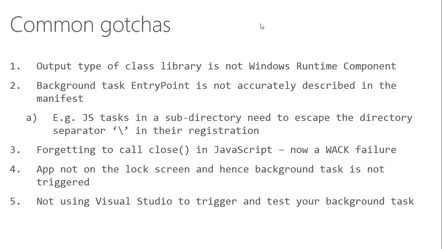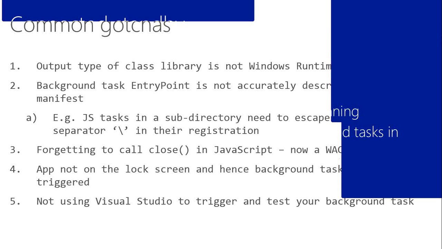Apart from that, there are all the other common gotchas which I mentioned, like the output type of the class library not being Windows Runtime Component. You have to set the output type of the class library, and if it's not Windows Runtime Component, then you will not get the desired result. Background task entry point is not accurately described in the manifest. Make sure you do describe the background task entry point properly. App not on the lock screen, and hence the background task is not triggered. Not using Visual Studio to trigger and test your background tasks. So these are some common gotchas which people make. Try to avoid these in order to get the desirable result.